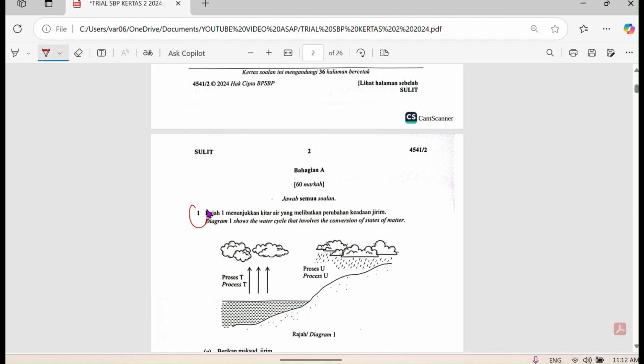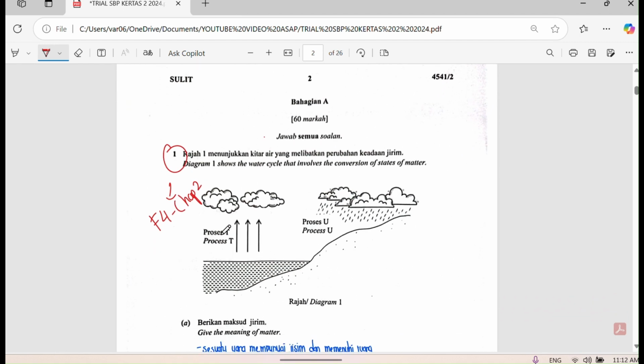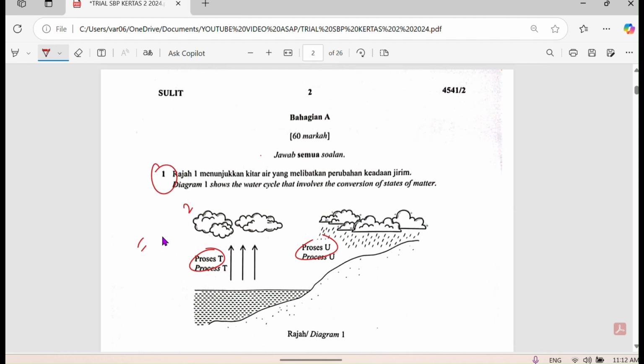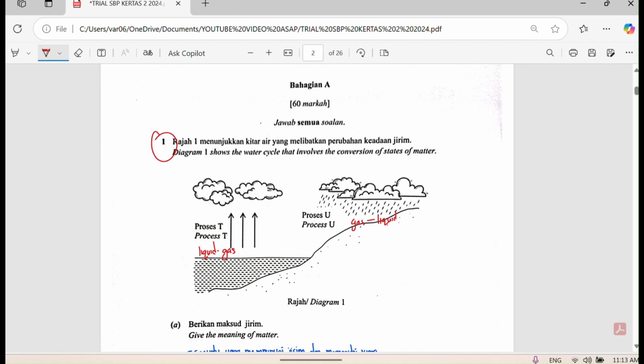So this question number 1 is your Form 4 chapter 2. Rajah 1 menunjukkan air yang melibatkan perubahan keadaan jirim. Okay, we have two processes here. Process T, process U. Process T is basically liquid to gas, correct? Process U is gas to liquid. Alright, just like this first. Okay, we'll look into the questions first.